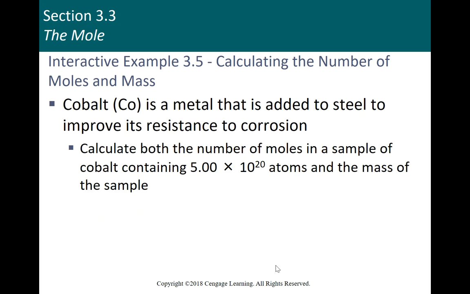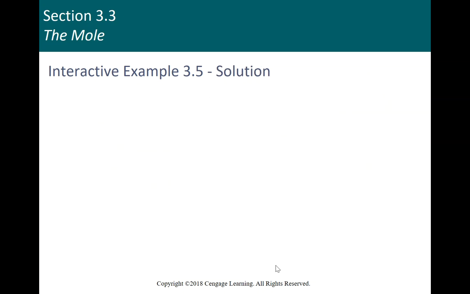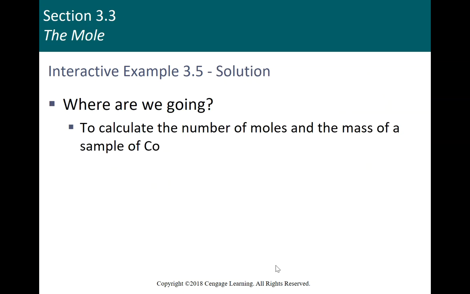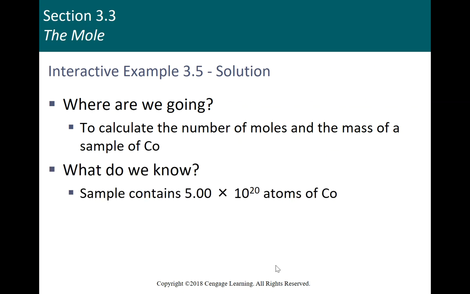Cobalt is a metal that's added to steel to improve its resistance to corrosion. Calculate both the number of moles in a sample of 5.00 times 10 to the 23rd atoms and the mass. So where are we going? We want to calculate the number of moles and the mass of cobalt. What do we know? We know how many atoms we have.